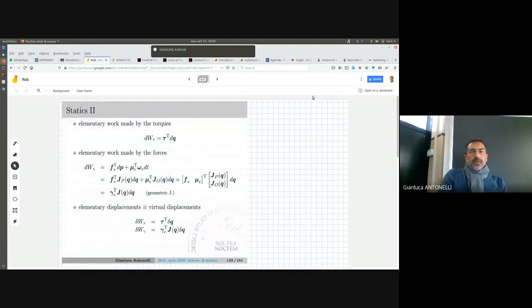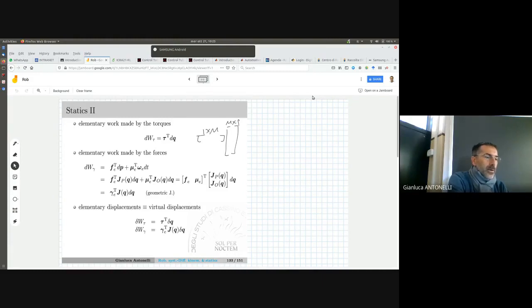Okay, so first of all, what is the elementary work made by the joint torques? This is given by force multiplied by displacement, if I'm talking about the linear concept. But now talking about the rotational one, this is given by torques multiplied by the displacement dq. Let us notice that this is the transpose of the torques. It means that I'm multiplying a 1 by n vector by an n by 1 vector. The q is n by 1. It means that the result is a scalar. This is defined as the elementary work made by the joints.